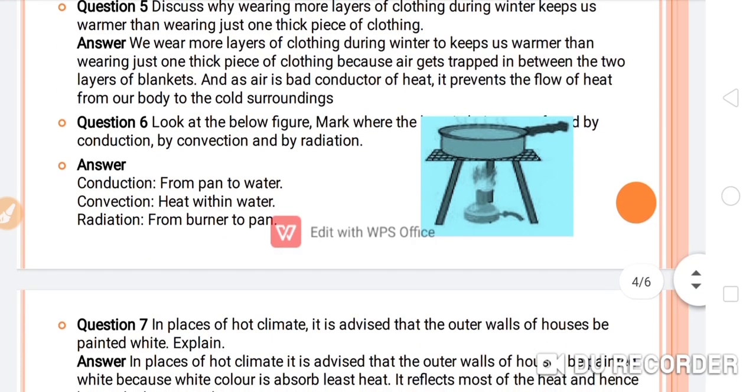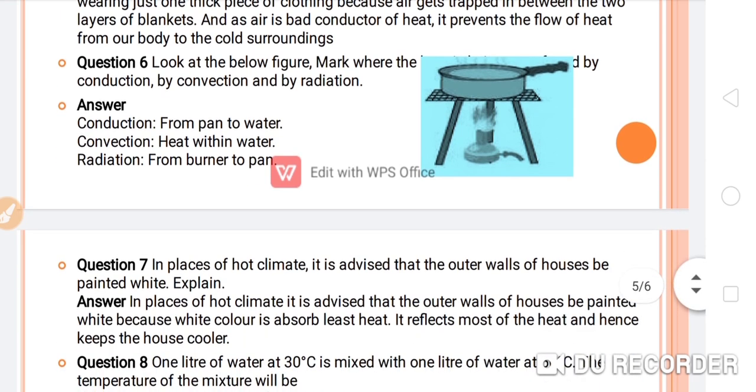Now next question, that is question number 6. Look at figure 4.13. Mark where the heat is being transferred by conduction, by convection and by radiation. So let's see what the answer is. Conduction, from pan to water, that is the conduction. Convection, heat within water, that is the convection. And radiation, from burner to pan, that is the radiation. So here we have completed question number 6.